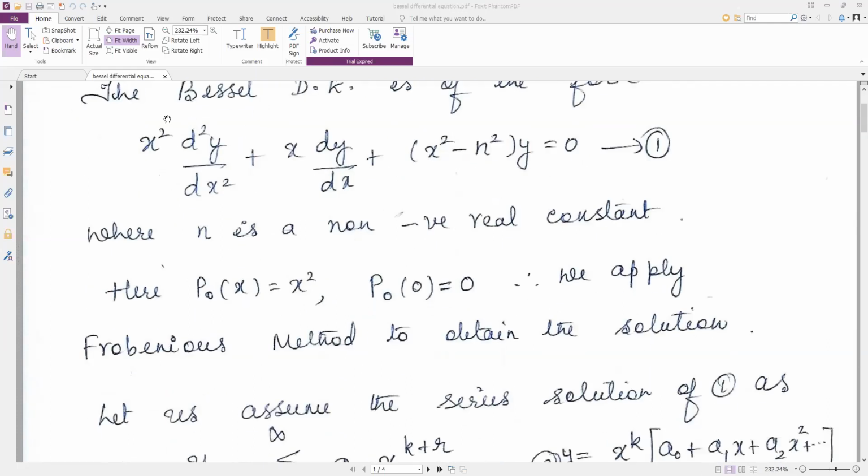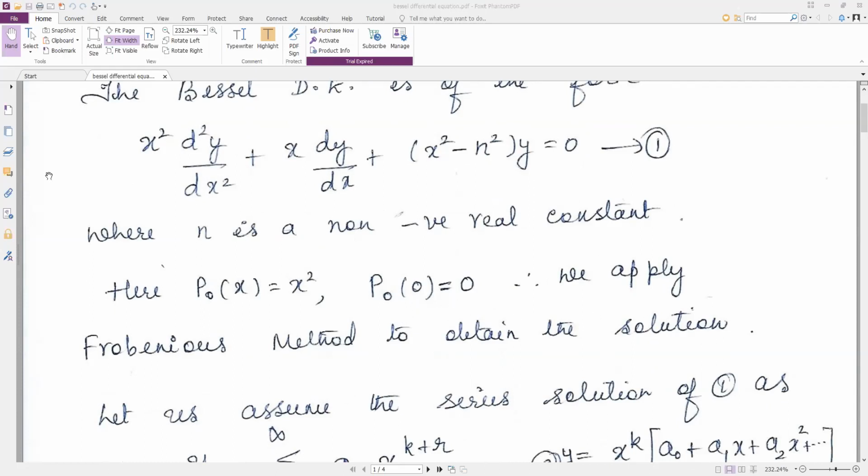Now here, what is P naught of x? This is called P naught of x. This is called P1 of x. This is called P2 of x. Correct? Now let me check P naught of 0. In order to get a power series solution, we need to check P naught of 0. Put x equal to 0. That time what will you get? 0, right? So we cannot apply the power series method. We are applying which method? The Frobenius method to obtain the solution.